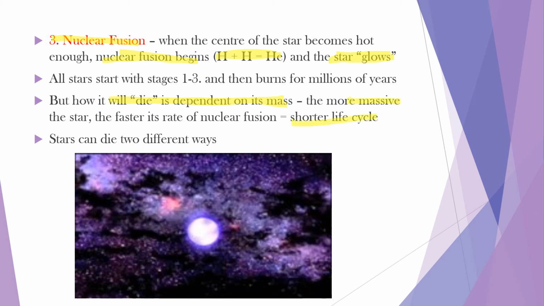Okay, and there are two different ways that stars can die. Okay, so stars can die a certain way based off being a low mass star and a certain way based off being a high mass star. So we're going to get into that now. So we're going to move into death of a star now, but please remember, birth of a star is the same no matter what. Nebula to protostar to nuclear fusion.